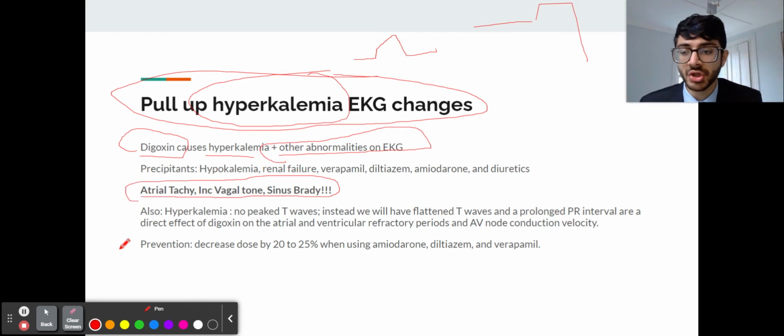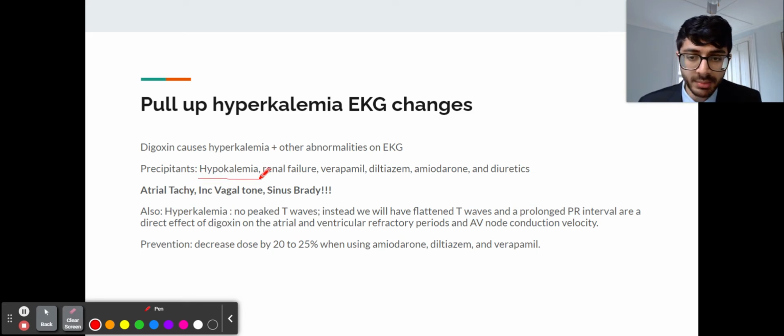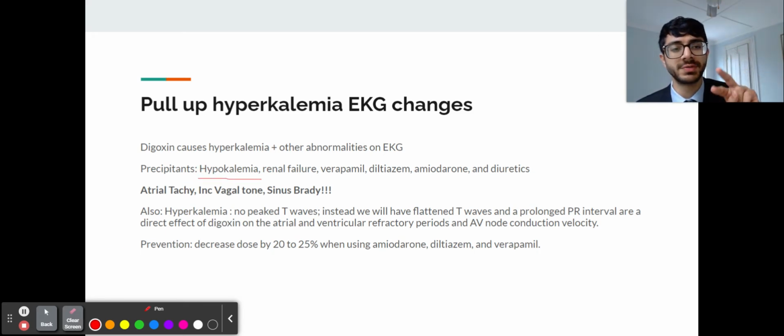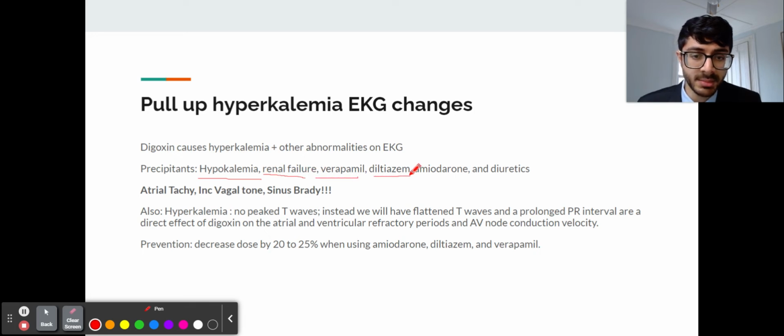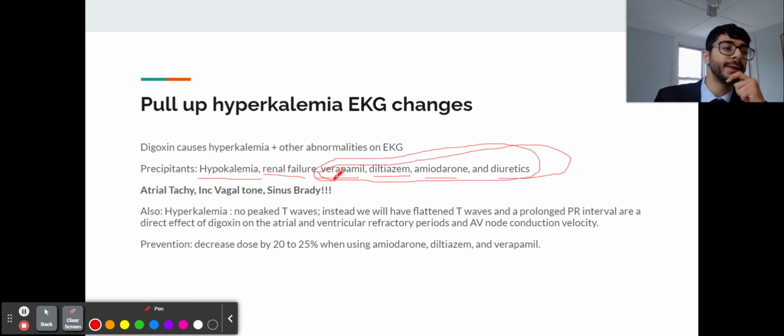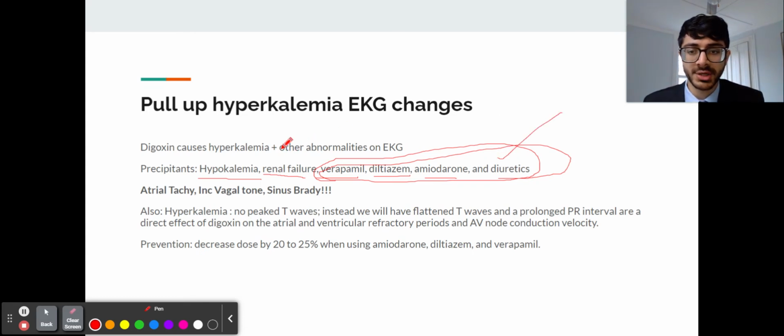And precipitants of digoxin toxicity are hypokalemia. This is that fun fact. You need to know the physiology of this if you're at Step 1 level. Renal failure, verapamil, diltiazem, amiodarone, and diuretics. So these drugs are commonly given with digoxin. So have a high threshold of suspicion, like suspect digoxin toxicity whenever anyone is on digoxin in any question, and check if they're taking all these other drugs, and check if they have hypokalemia or renal failure.